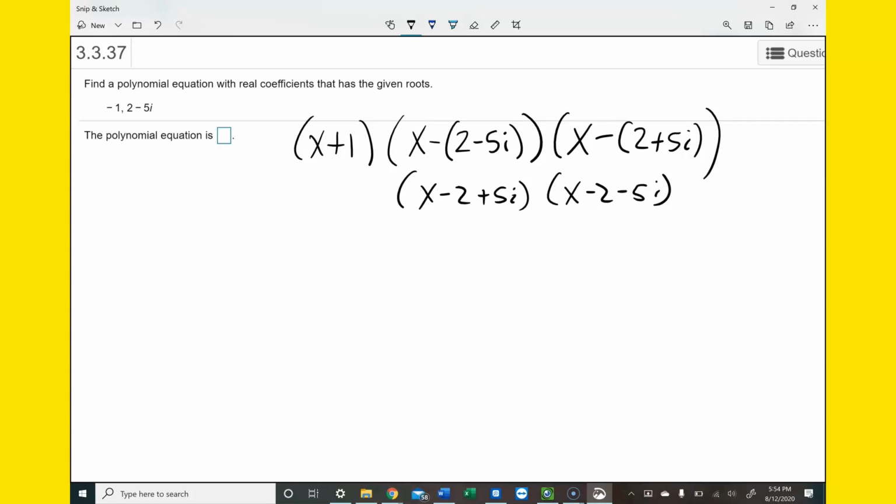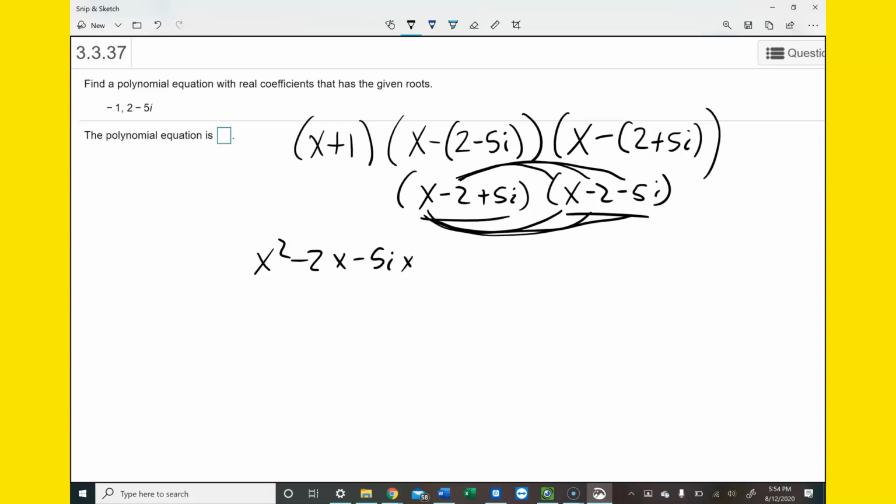Okay, so I've got to distribute. I'm going to go ahead and distribute these two expressions with one another. So it's going to be a lot of distributing. X times x, x times -2, x times -5i. That's going to be x squared minus 2x minus 5ix. Then I'm distributing the -2. -2 times x, -2 times -2, -2 times -5i. So that's going to be minus 2x plus 4 minus 10i.